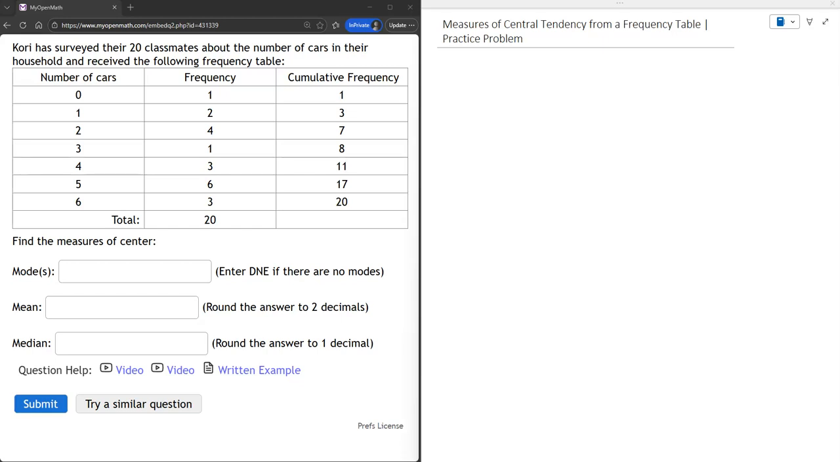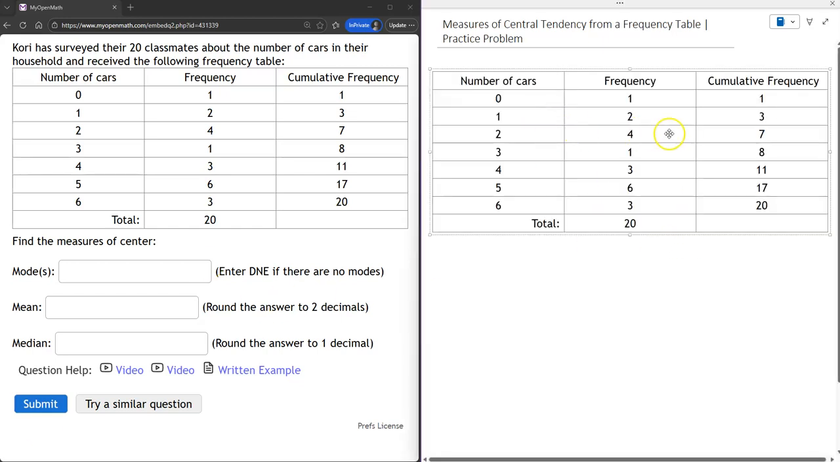In this video, I'm going to show you how to find measures of central tendency, but instead of raw data, we'll be given a frequency table. So the starting point is the table, and for convenience, I already have a cumulative frequency column added to the table.